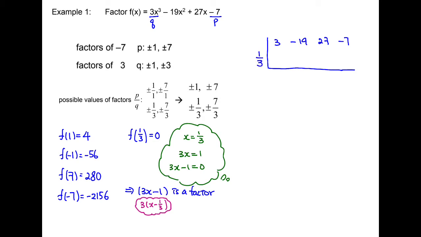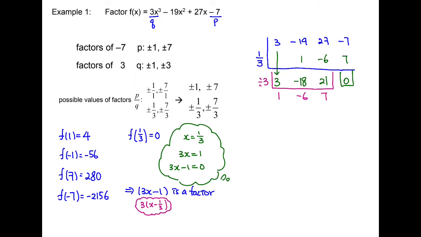Let's do the division. Bring the 3 down. 3 times 1 over 3 becomes 1. Negative 19 plus 1 is negative 18. Negative 18 times 1 over 3 is negative 6. 27 plus negative 6 is 21. 21 times 1 over 3 becomes 7. So now we have a remainder of 0. And remember, your quotient has to be divided by the coefficient of the divisor, which is 3. So we have to divide it by 3 here. So our real quotient will be 1x squared, negative 6x, and 7.